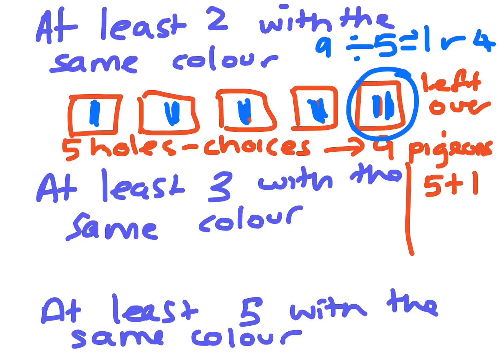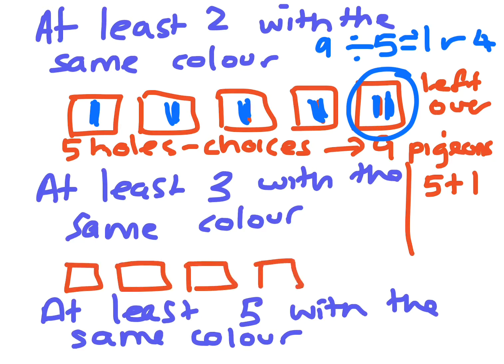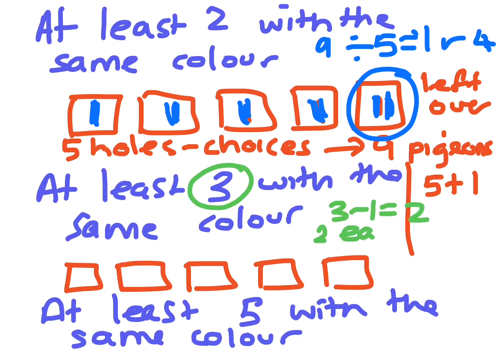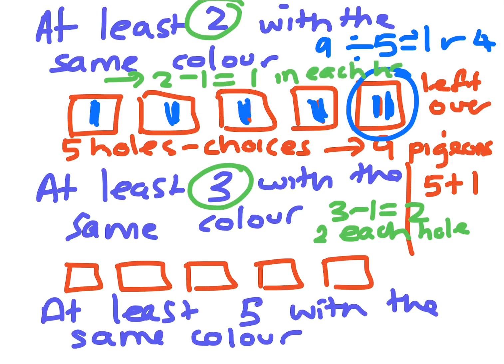Okay? If you were looking at 3 pigeons in any of these holes, so say we have 5 choices. If we want to have at least 3 in there, then how many would we have to draw here? So if you think about that, if you want to have 3, 1 less than 3 is 2. You would need 2 in each hole. Okay, so this is at least 2, so you do 1 less than 2 is 1. You would put 1 in each hole.